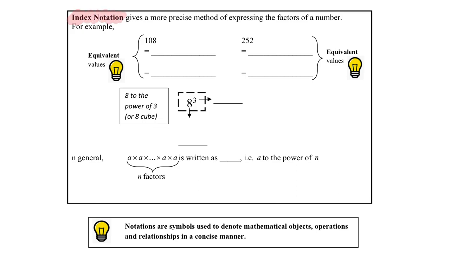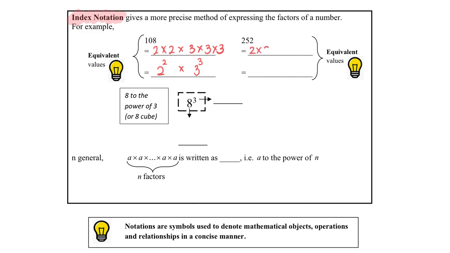Previously we have learned that 108 can be written as 2 times 2 times 3 times 3 times 3. And we could actually write it in index notation, where the 2 can be to the power 2 and the 3 can be to the power 3, so that it is concise and we still have all the information. Same goes for 252.